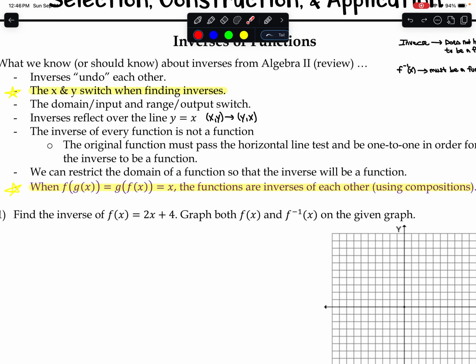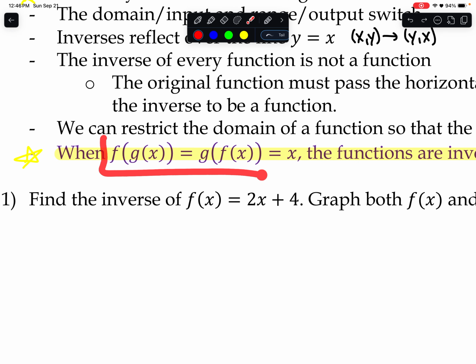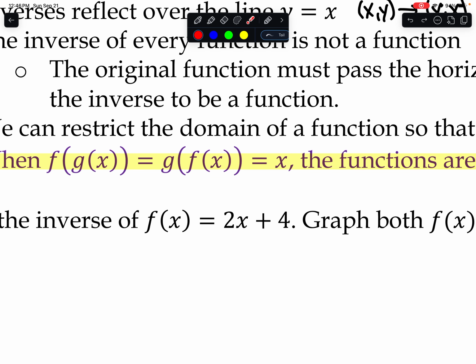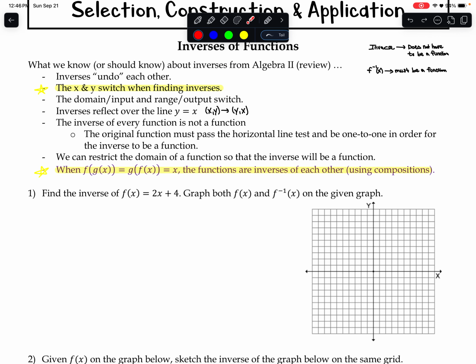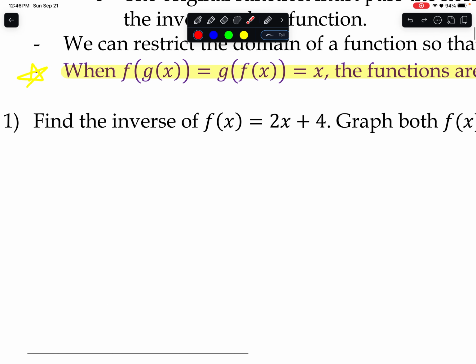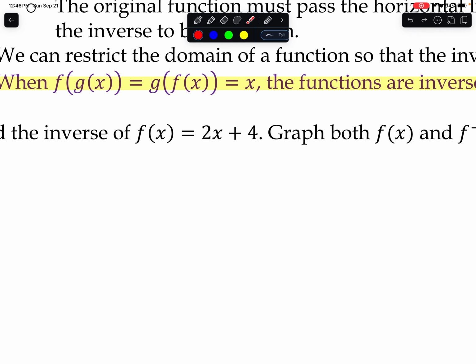In addition, with inverses, we're going to be doing compositions. When you do the composition of the original and its inverse, both ways, you should get a result of positive 1x. Anything else would tell you they're not inverses of each other. Once again, we're going to get into all this throughout the video, but we're going to start from square one. First off, we want to find the inverse of f of x, which is 2x plus 4.